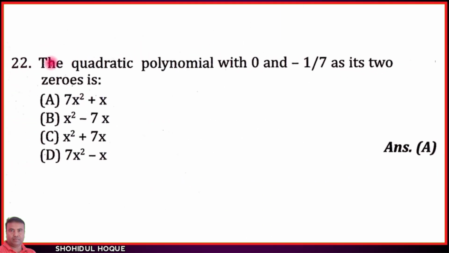Next, question number 22. The quadratic polynomial with 0 and minus 1 by 7 as two zeros is. This is also a similar problem. Option A, 7x square plus x. Option B, x square minus 7x. Option C, x square plus 7x. Option D, 7x square minus x. Correct option A, 7x square plus x. This we can also find by applying the formulas for the sum of the zeros and the product of the zeros.